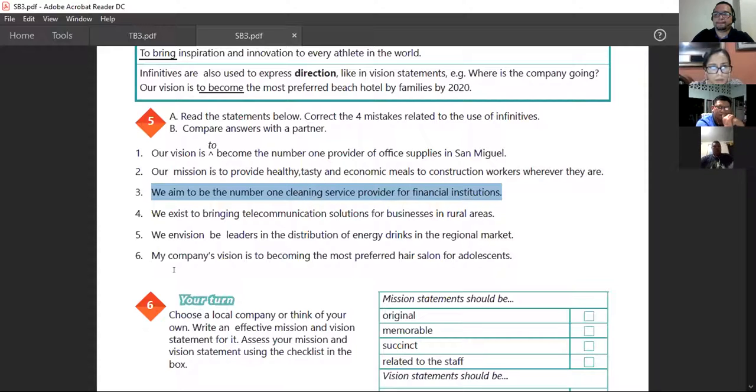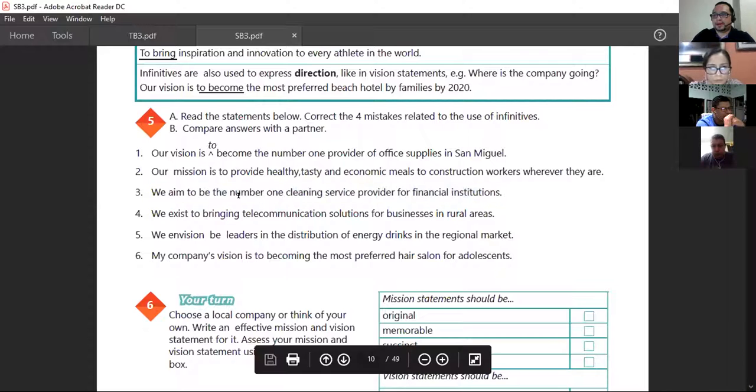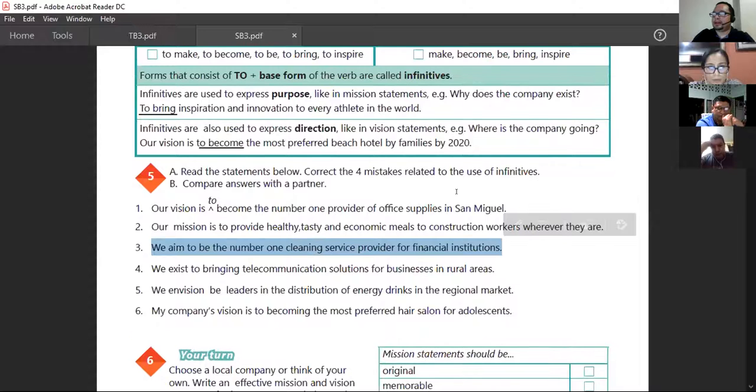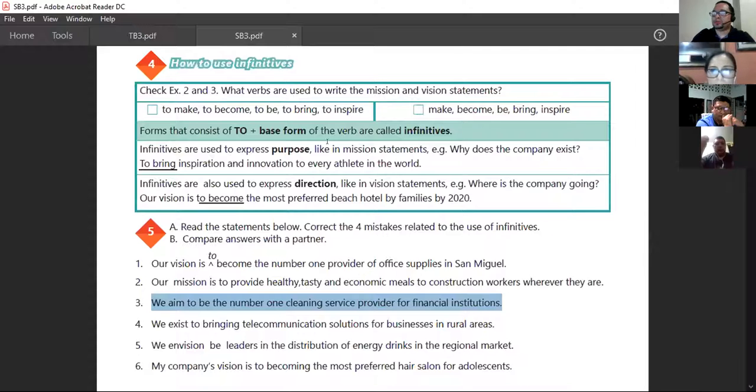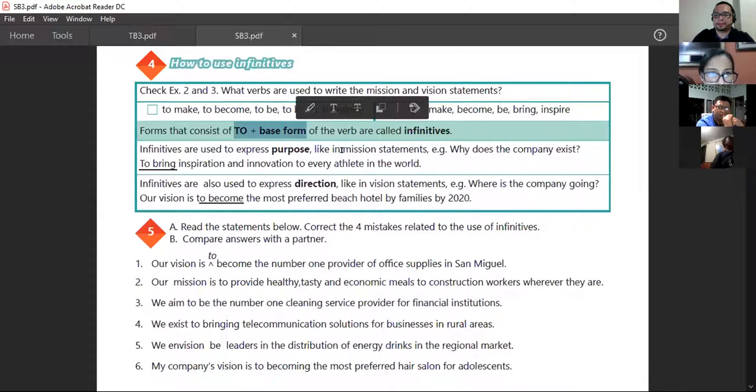Le hace falta service. One thing to service. I guess, teacher. You guess. Thank you for your guess. ¿Qué opinan los demás? Yes, guys. Acuérdense, lo vamos a poner por acá para que vayan viendo el uso del infinitivo. Acuérdense, el uso del infinitivo vamos a utilizar to más la forma base del verbo. Estamos en el number three.